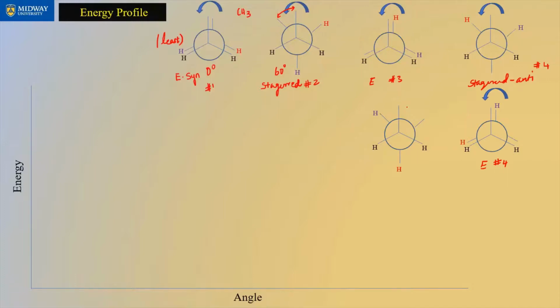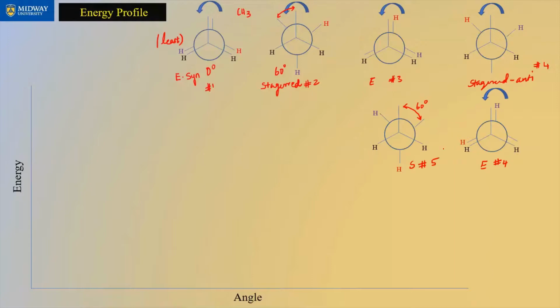This time there's still only one gauche interaction, with the two big groups 60 degrees apart, which is similar to this, right? There's basically no difference between this and this. However, there will be a different gauche on the next example, but there's only one gauche interaction. That is, two big groups are 60 degrees apart. This is staggered number 5.